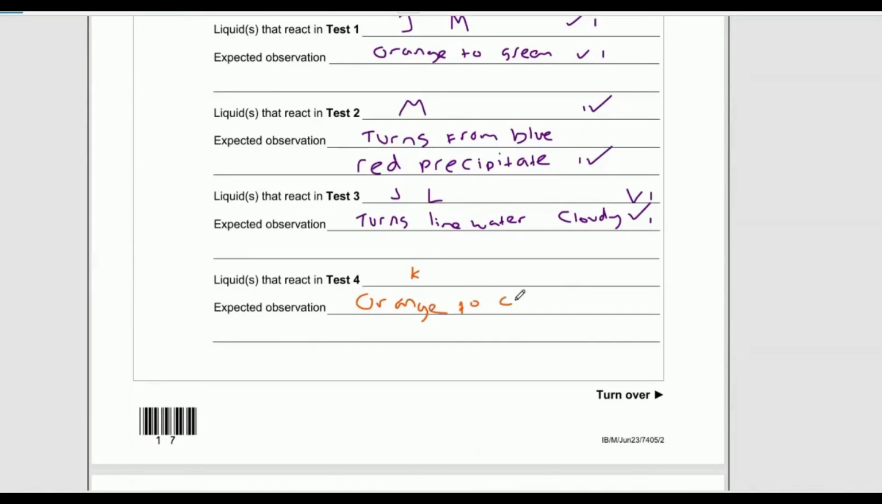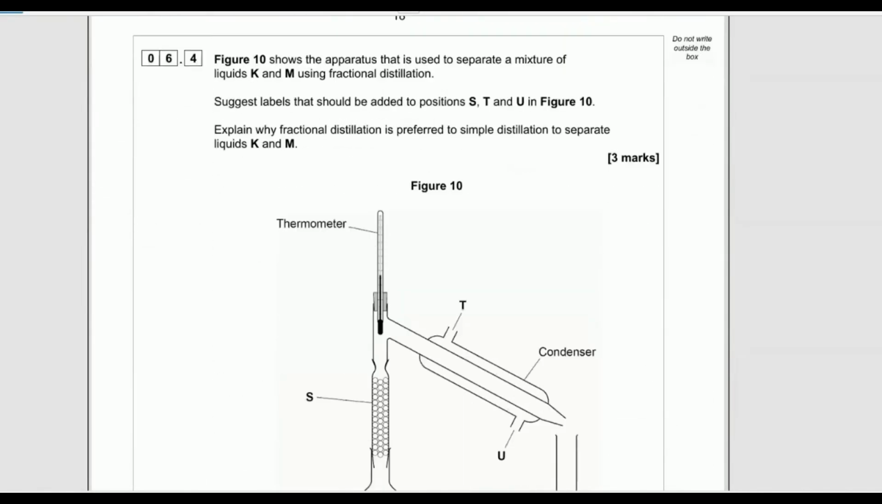And this is nice, easy marks. So you just need to memorize these tests. And these are great for revision cards. A lot of organic chemistry is really suited to revision card techniques. All right, let's move on to the next question, which is 6.4.